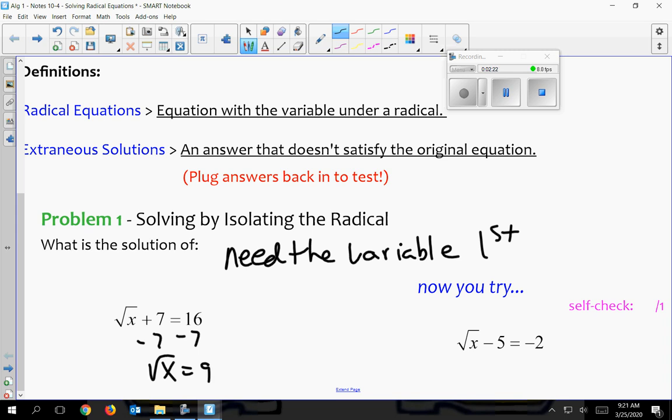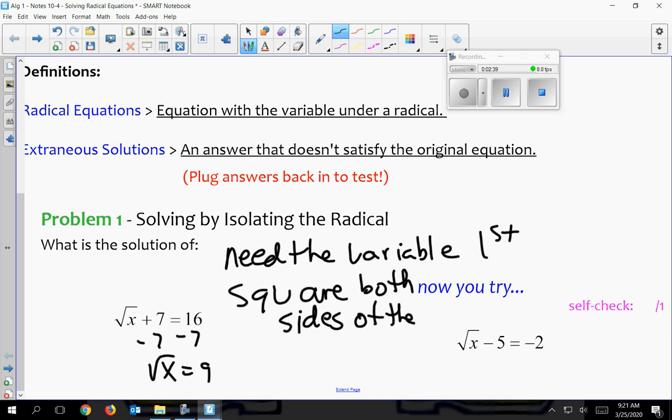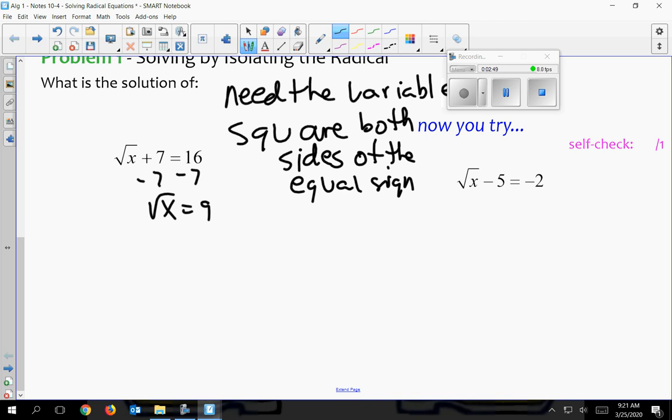I need to get rid of the radical. So in this case, to get rid of the radical, I want to square both sides of the equal sign. Okay. So what I'm going to do is I'm going to go down, and you don't have to keep writing all this out. Okay, you can do a lot of this in your head, but I'm going to show you all the steps so that you have something to kind of refer back to.